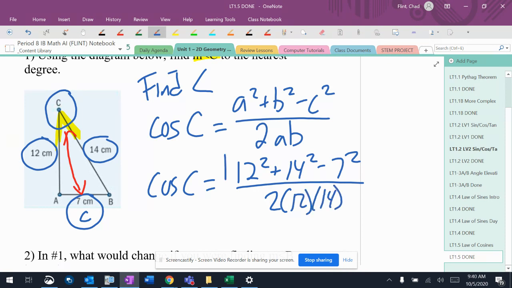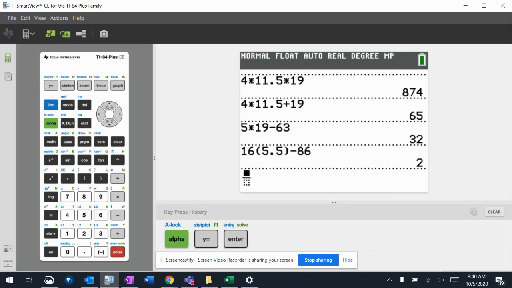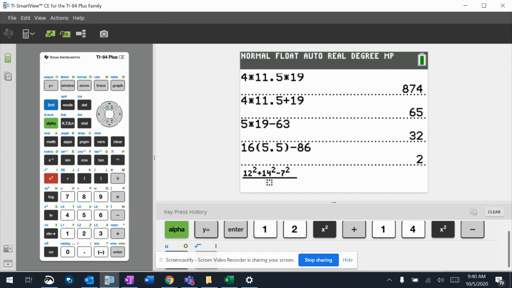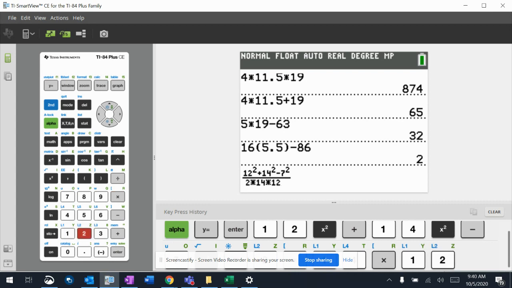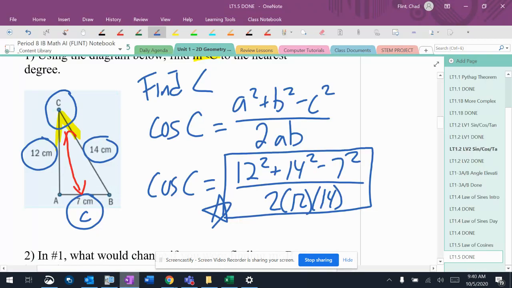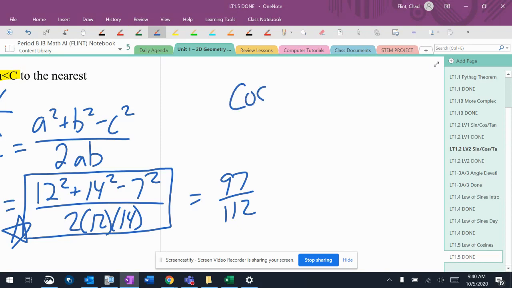Now, if you look at this, you have every single number in this thing right here. So that means we can take the calculator and we can make a fraction. And on top of the fraction, we can do 12 squared plus 14 squared minus 7 squared over 2ab, so 2 times 14 times 12. Okay, and I'm just going to hit enter. It's going to give me a fraction probably most of the time, 97 over 112. It's going to give you a decimal sometimes, but because you're putting a whole bunch of numbers into there, it's going to give you a fraction most of the time. So this is what you get. Cosine C equals 97 over 112.